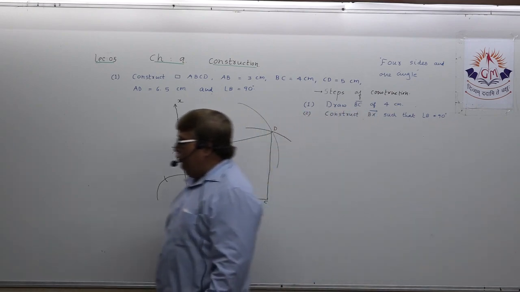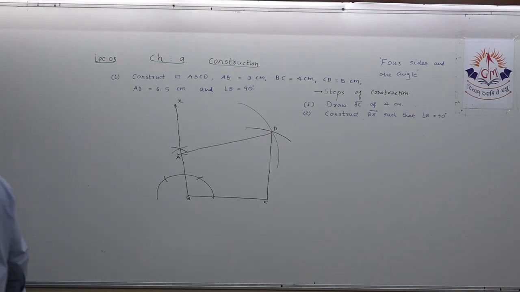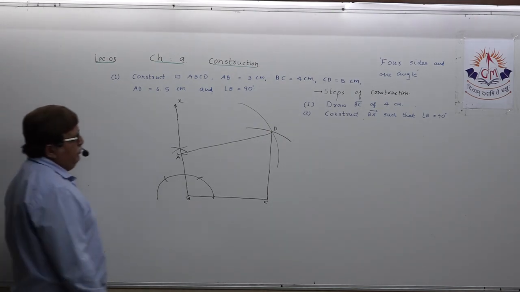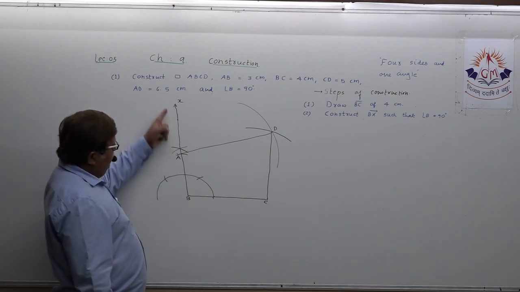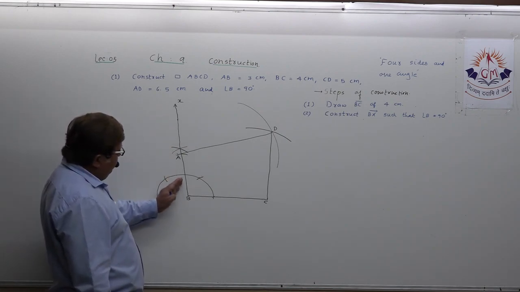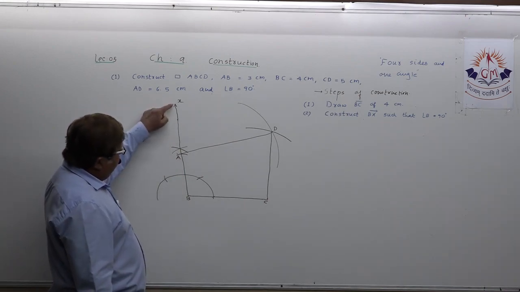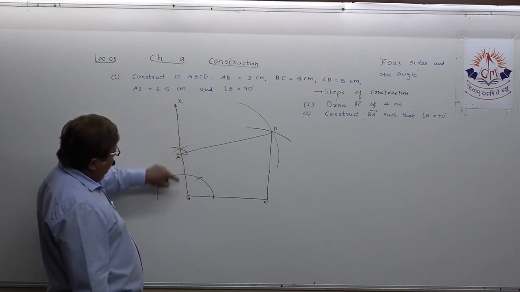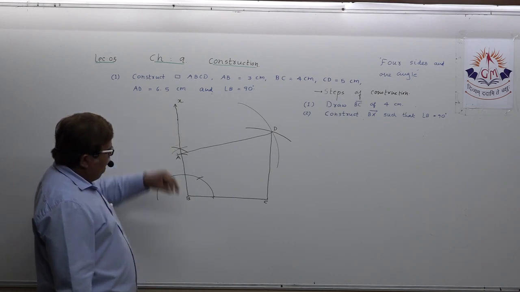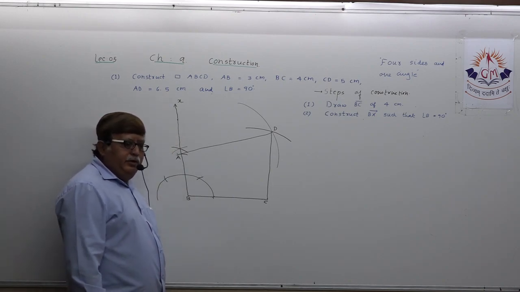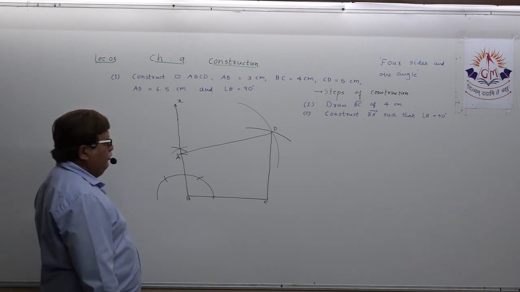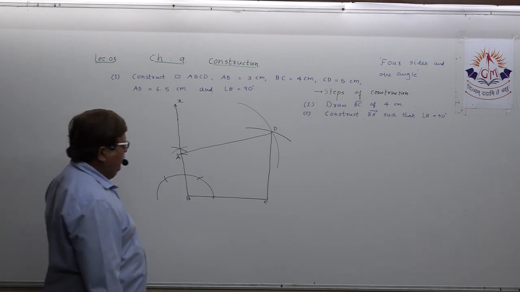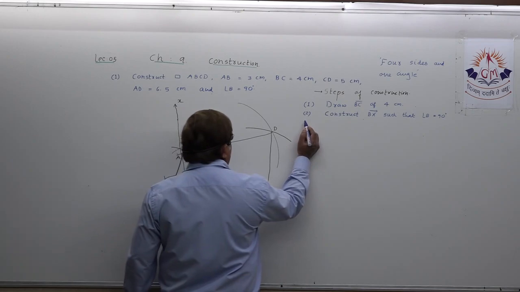Is it clear in your mind? This is a very important step, and you should learn how to write it. We have constructed ray BX. Ray is named from this. You can't write XB because the ray is generating and moving in this way. So ray BX such that angle B equals 90 degree.